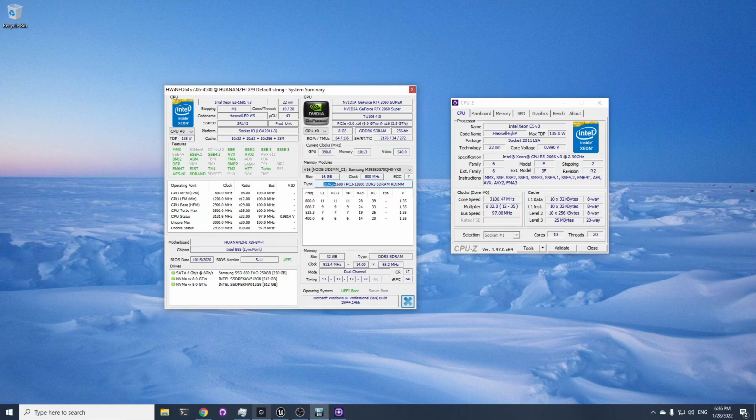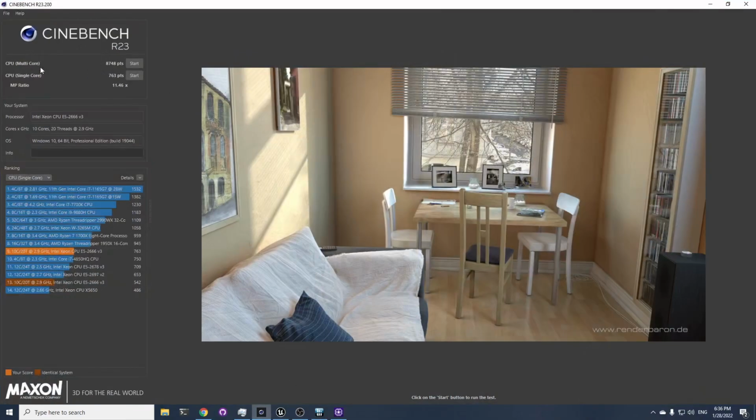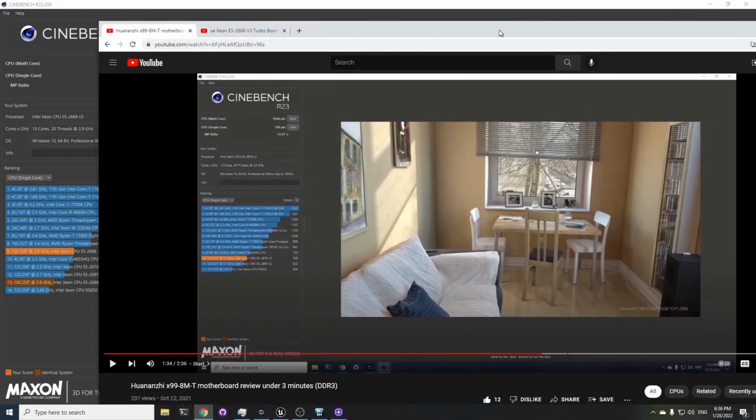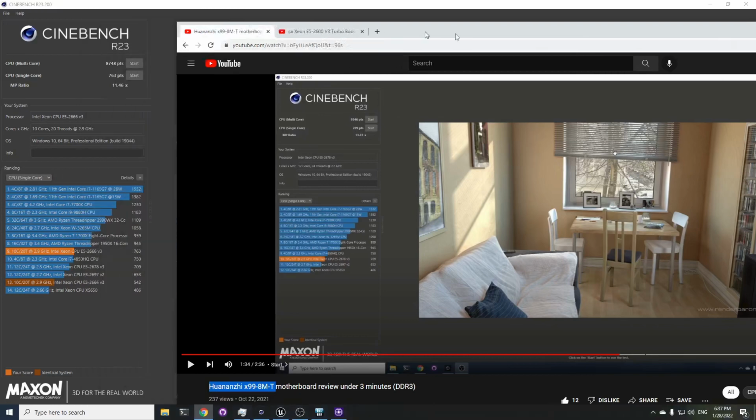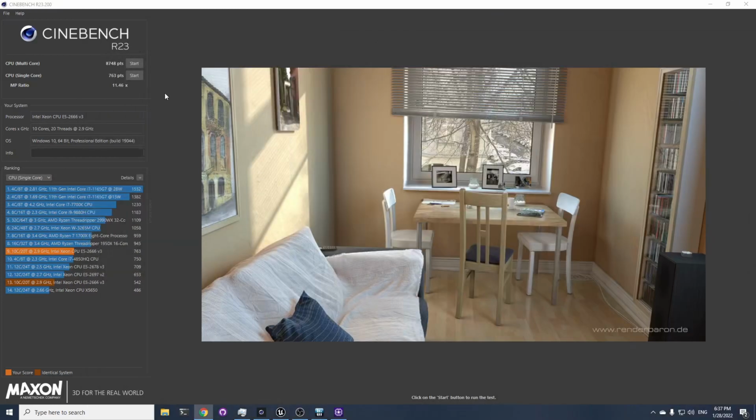So let's take a look at the Cinebench benchmark. In multi-core, I got 8,748 points, and single core, 763 points. If you want to compare that to the previous CPU I had, I did a video last year about the 2678 paired with the same motherboard, which I forgot to mention. There we got 9,546 points. This is only 10% more. And in single core, you got 8% less, 709 points. So those are very good results for one third of the price.